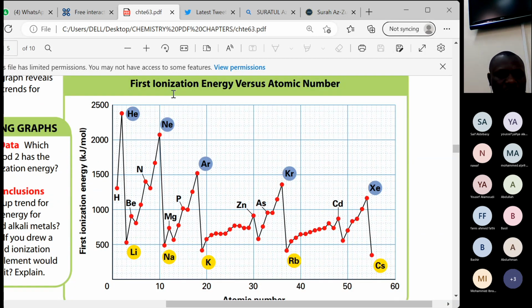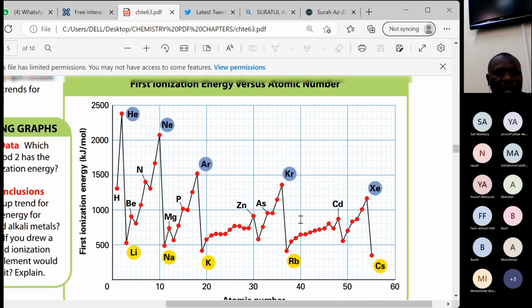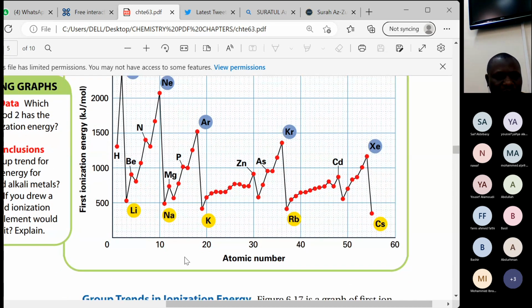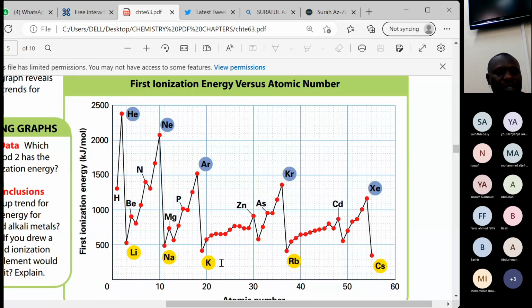This one is a table or a graph. It shows atomic number versus ionization energy. First ionization energy is on the y-axis, and atomic number is on the x-axis. So when the atomic number increases, when the atomic number becomes more, you can see ionization energy becomes small.